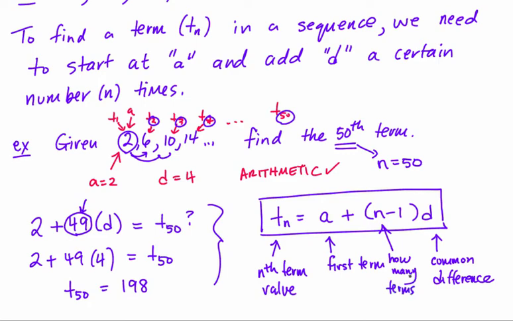One of the things that I see students getting most confused with is Tn and n. A and D seem to be pretty obvious. You have a first term and you have a common difference. The difference between Tn and n is how many terms you have, and Tn is the value of that 50th or 10th or third term. Let's take a look at a couple more examples.